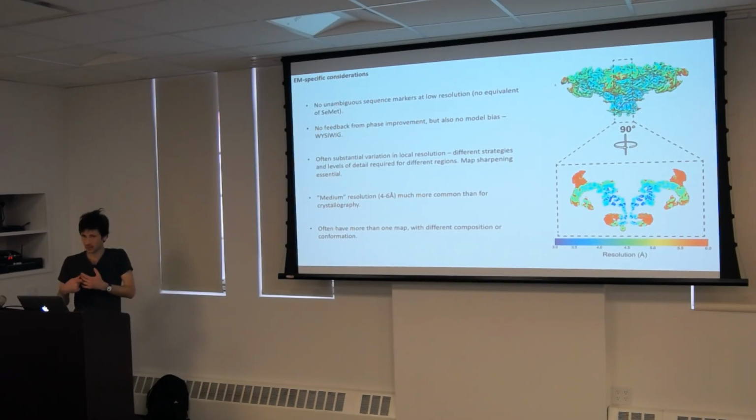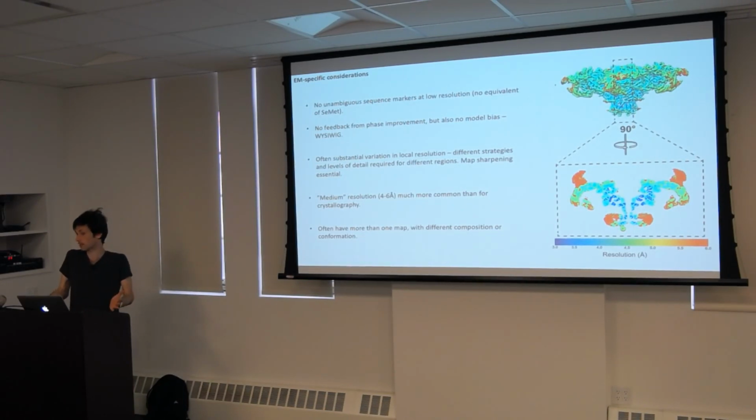In crystallography, your phases are generally coming from your model. And if you're improving your model, your phases will get better, your map will get better, and you have an iterative process of feedback and improvement. In EM, you don't have that.